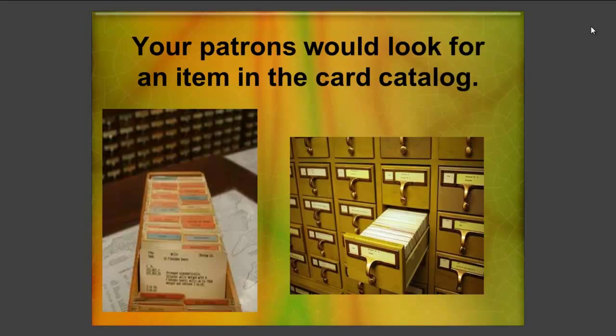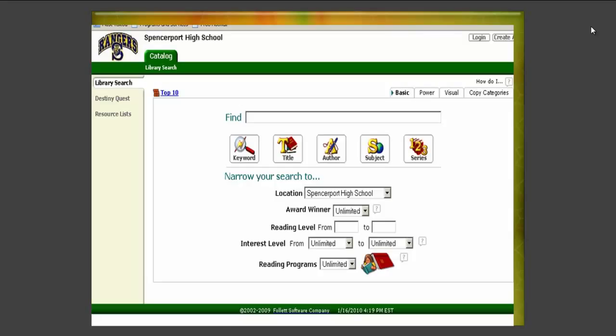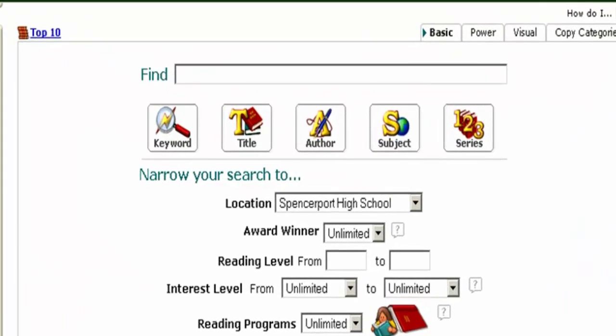Before the days of automation, this is how we would access a book or some other item in our library. We would go to this, which is a card catalog, and thumb through the cards, which are arranged alphabetically. We would then write down the call number of the book we would want, and then go find it on the shelves. Nowadays, we don't have to do that. We go to a computer station to access that same book, find that same call number, and go find the book.